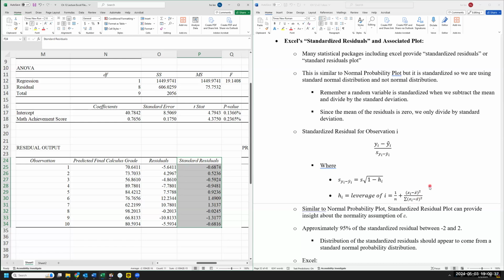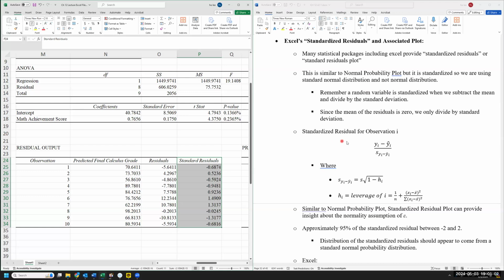And what is the standardized residual? This is similar to the normal probability plot type of analysis, but it is standardized. So we're using the standard normal distribution and not the normal distribution to talk about the same thing, okay? All right, so remember when a random variable is standardized, we subtract the mean, divide by the standard deviation. So that's what we're basically doing here.